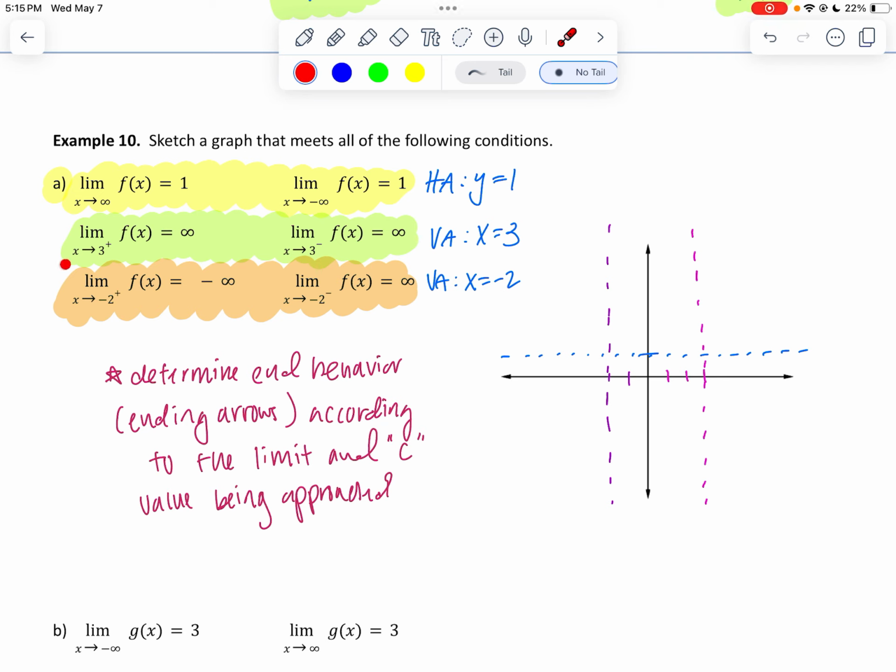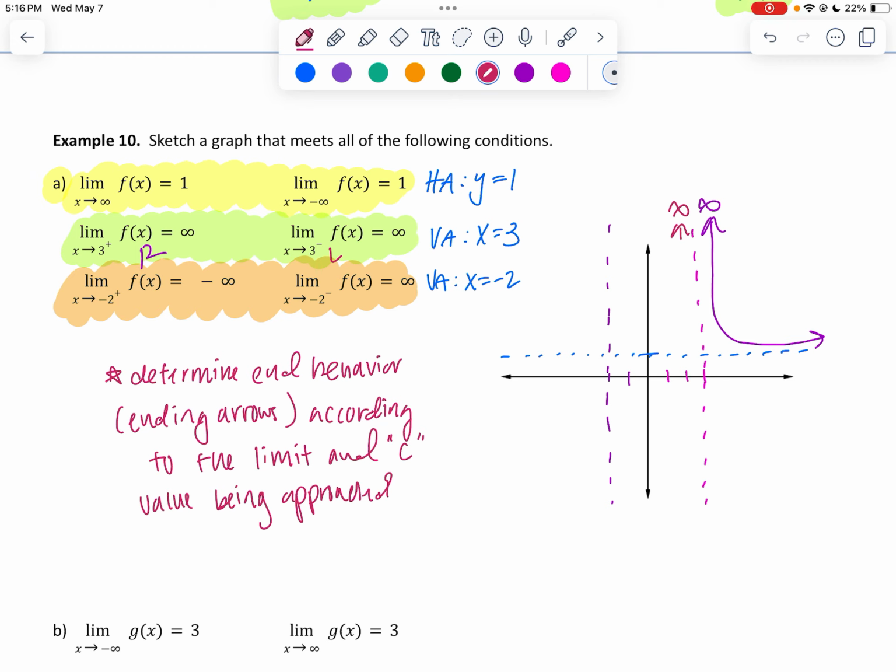So let's just start with my first one at the vertical asymptote at x is equal to 3. If I'm looking at this first one, it says the limit as x is approaching 3 to the right, and we are going towards positive infinity. So I'm going to look at my asymptote at x is equal to 3, and from the right of that asymptote, so this part right here, I am approaching positive infinity. So there's my first branch. If I'm approaching it from the left, I'm still also approaching positive infinity. So there's my positive arrow.